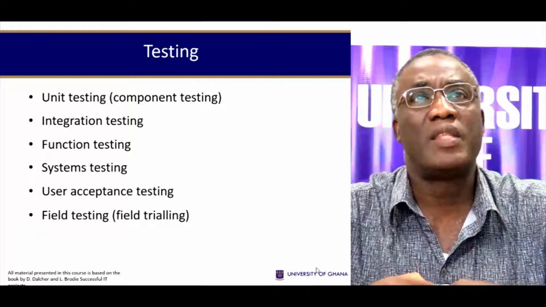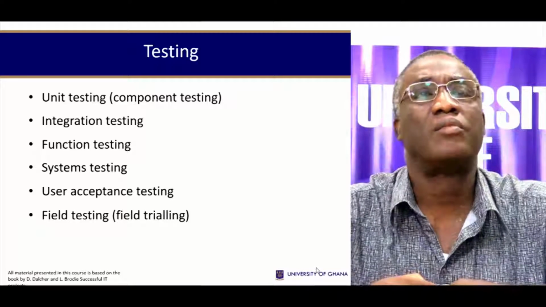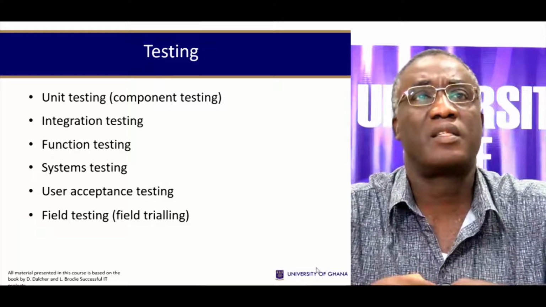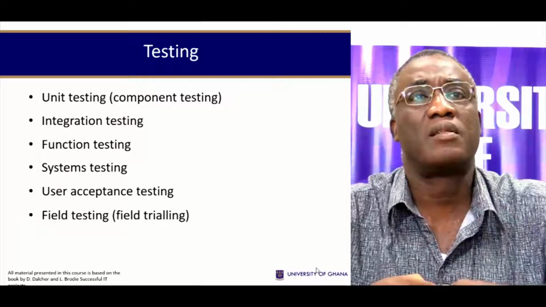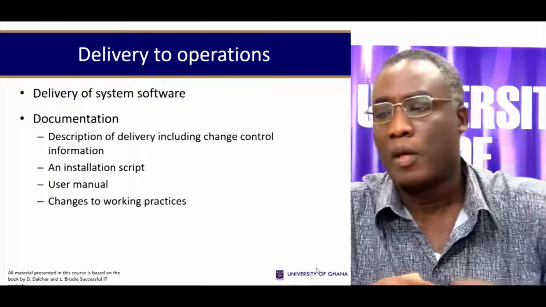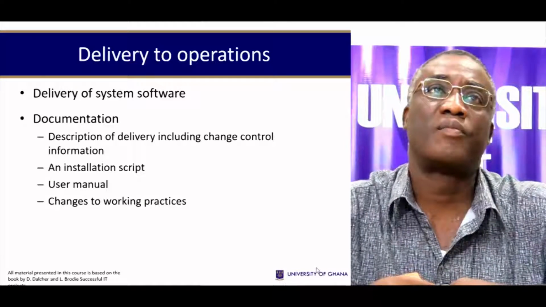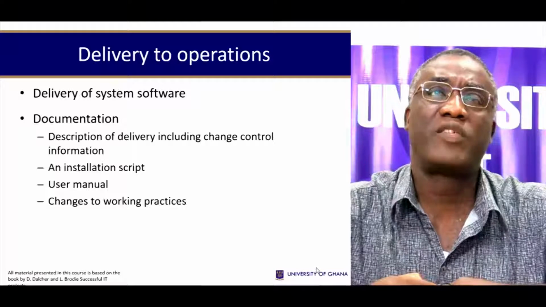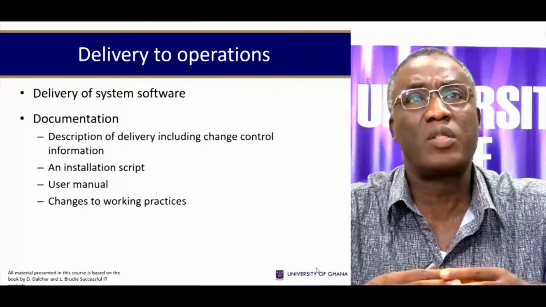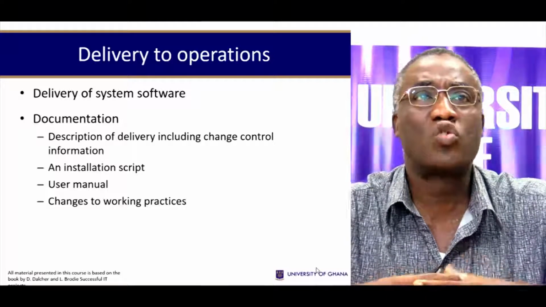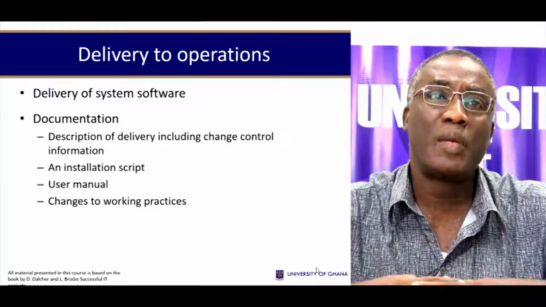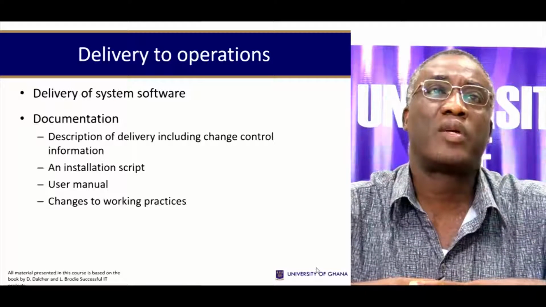Testing can be done at the unit or component level. Then you can do integration testing, function testing, systems testing, user acceptance testing, and field testing. But delivery to operations: delivery of system software will require documentation, which is a description of delivery, including change control information, an installation script, user manual, and then changes to working practices.